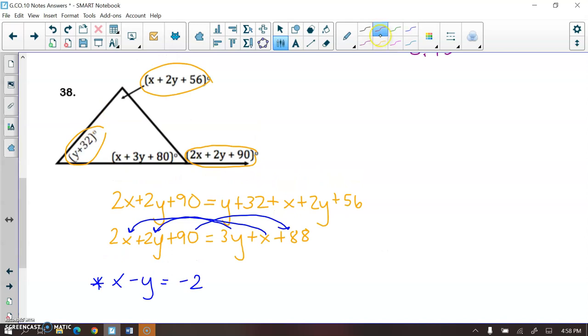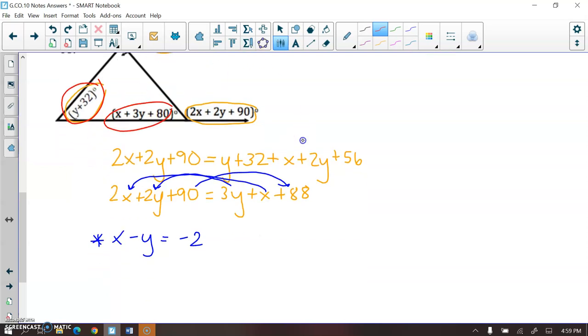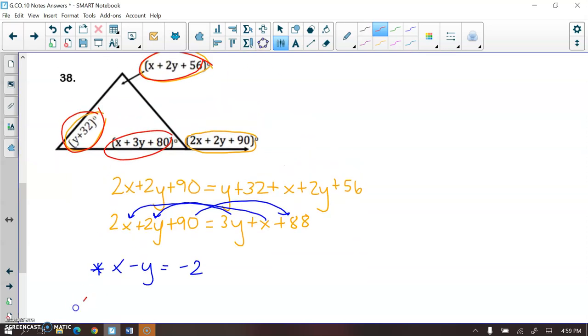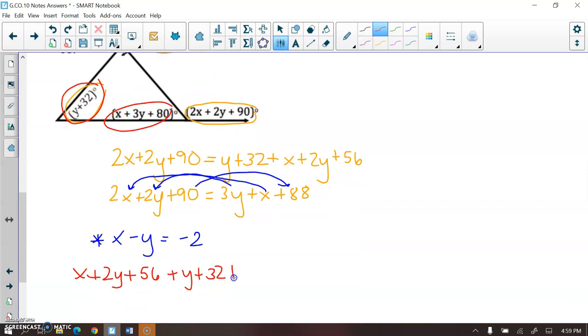So there's a couple of other equations that you can set up. I'm going to set up the triangle sum theorem. So that's this plus this equals this. If you did a different one, that's completely okay. Sorry, I think I said that wrong. They all equal 180 together.